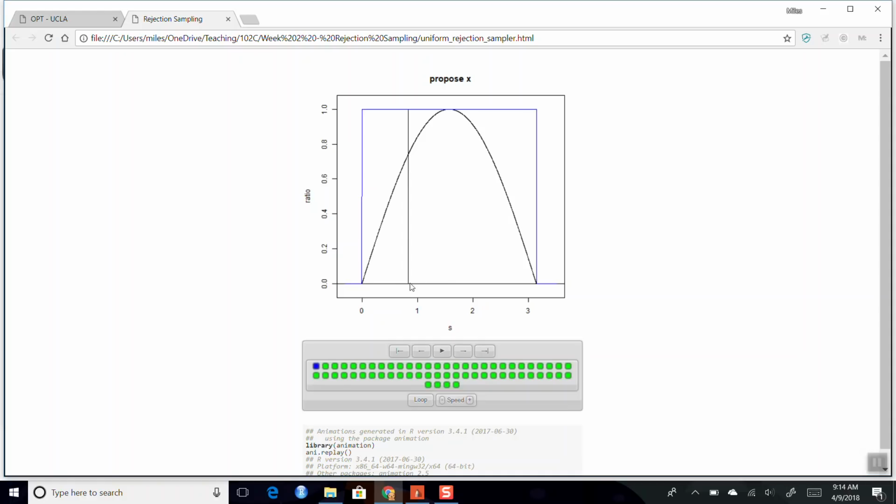Here it looks like it proposed a value like 0.9-ish. Then it samples a value u between 0 and 1 vertically, and this is the spot right here. If this value is below the curve, it will accept the value. If it's above the curve, it will reject the value. In this case, it accepts it, and it draws a little blue dot. I don't know if you can see the color here.